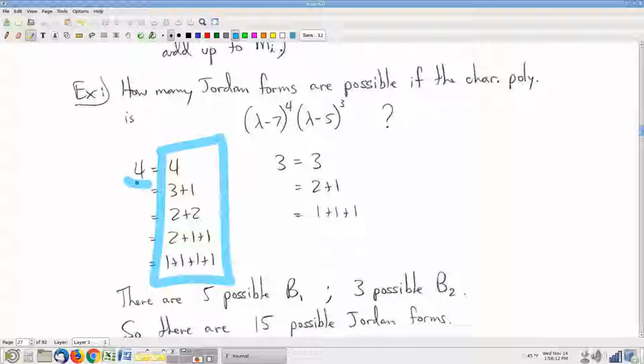So what we see right here, there are 5 different ways to add up positive integers to get 4. And we ignore rearrangement. So 2 plus 1 plus 1 is the same for our purposes as 1 plus 1 plus 2. So 5 different ways of doing this. We would say the partition value of 4 is 5.